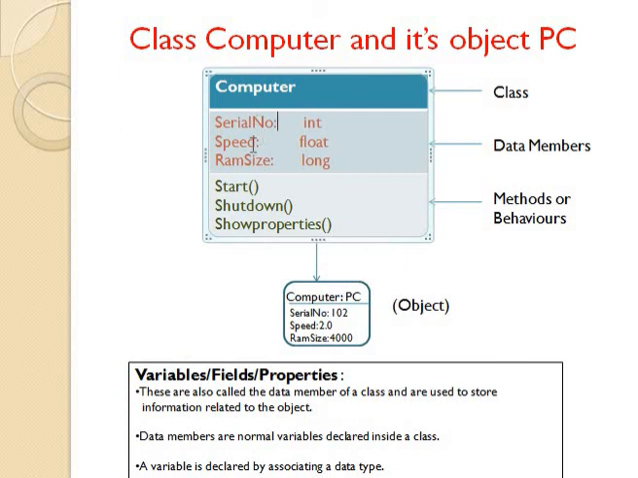Soon after this section of data members, you have the section for declaring the methods or the behaviors. In the class called computer, there are three methods: start, shutdown, and show properties. All three methods have no arguments because there is no element within the brackets. Same for shutdown, and same for show properties.